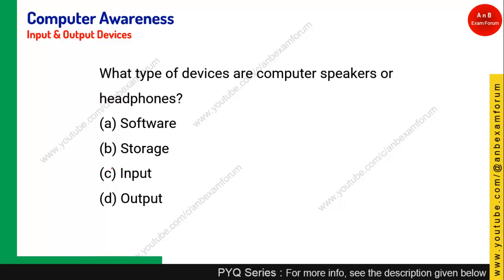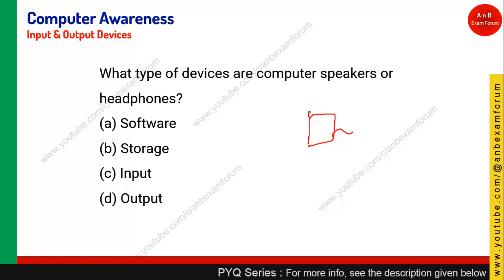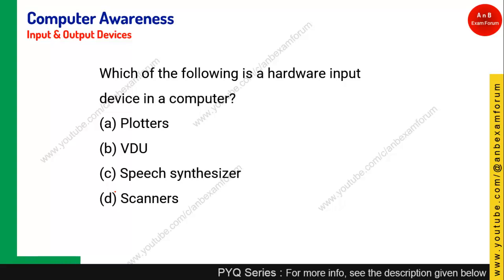Coming to the next question, what type of devices are computer speaker or headphone? Speaker, as you know, outputs the data. If a device is outputting the data in the form of music, it is called an output device. So option D is the right answer.